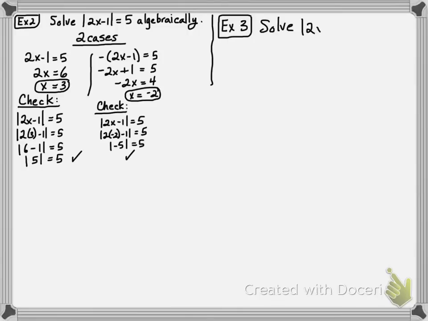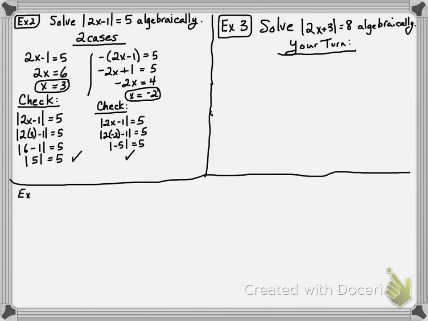The next one asks us to solve |2x + 3| = 8. And this one is a your turn. So you can stop, finish it, and now we're going to go through and correct it.